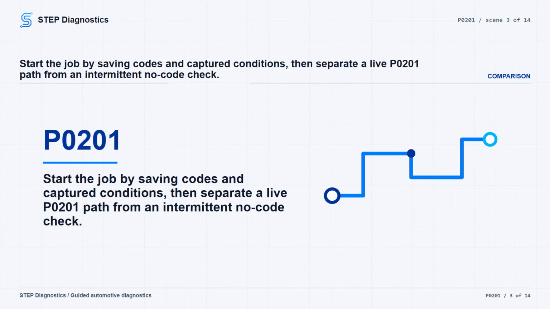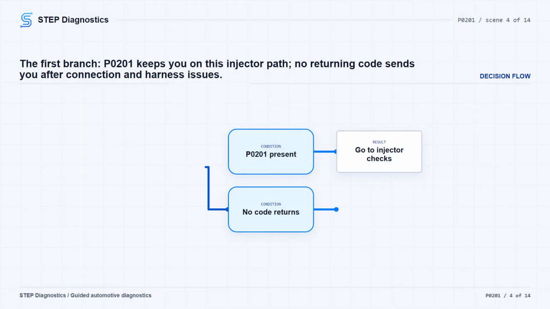Start by retrieving and recording all codes. Save the captured conditions if they are available, because those conditions help you reproduce the fault instead of chasing a clean bay test. If other codes are present, check what they mean first. For P0201 on this path, continue into the suspect injector checks.